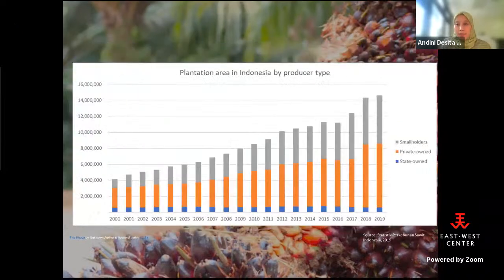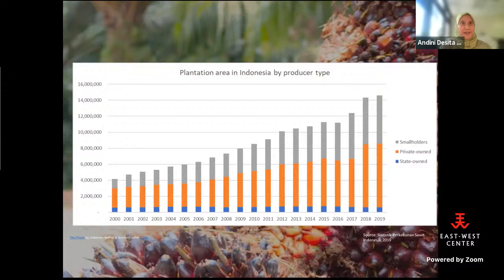Okay, so this is how the plantation area in Indonesia looks over time. It increases over time, and if we look at the different types of producers in Indonesia, there are mainly 3 types of oil palm producers: the state-owned companies, the private-owned companies, and the smallholders.